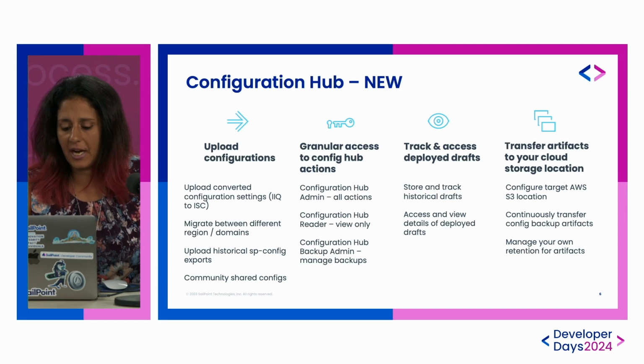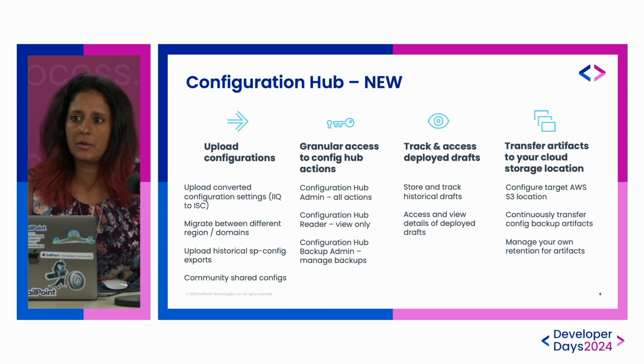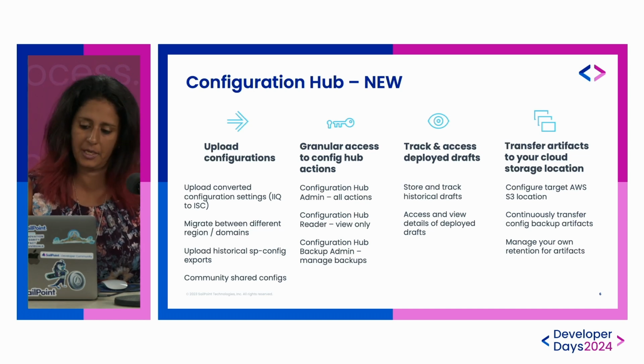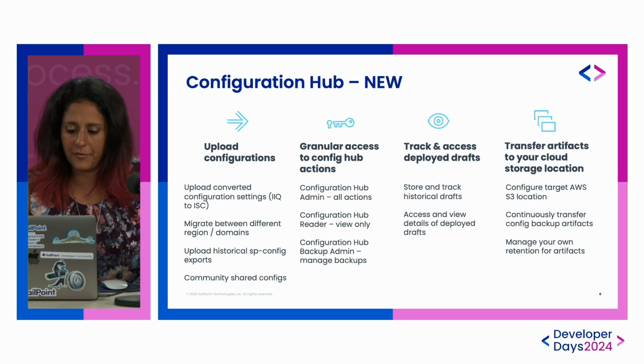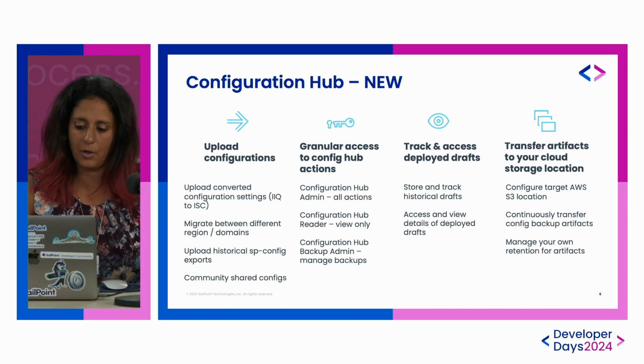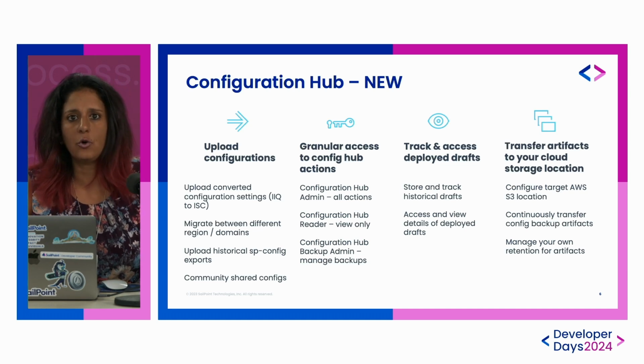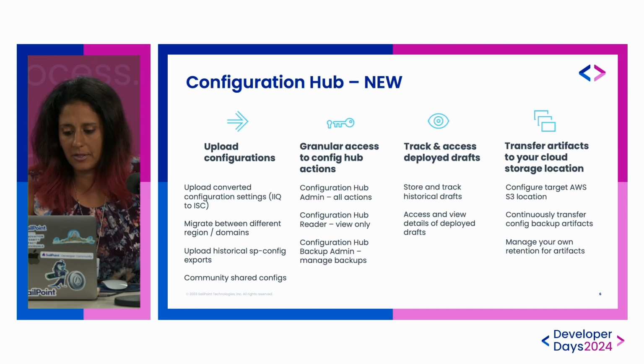Regarding the granular access, that's the next feature that we introduced, which is available in production. We created 3 new user levels, and we're going to keep creating new ones. The first one is Configuration Hub admin, which has access to do all the actions in Configuration Hub. We created the Configuration Hub read-only, and the thought was that it could be assigned to auditors or help desk or whomever should be able to see configurations but not update them.